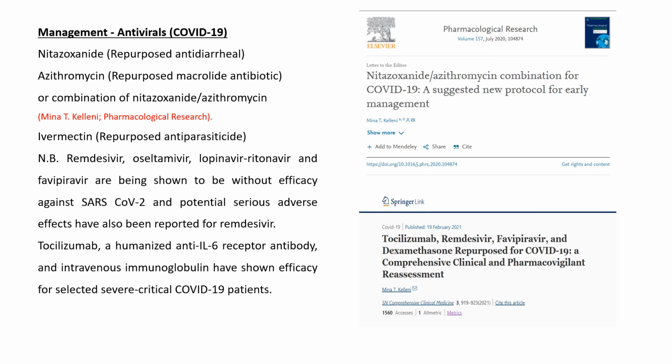To be noted also that we have tocilizumab, a human anti-interleukin 6 receptor antibody, and intravenous immunoglobulin have shown efficacy for selected severe to critical COVID-19 patients.